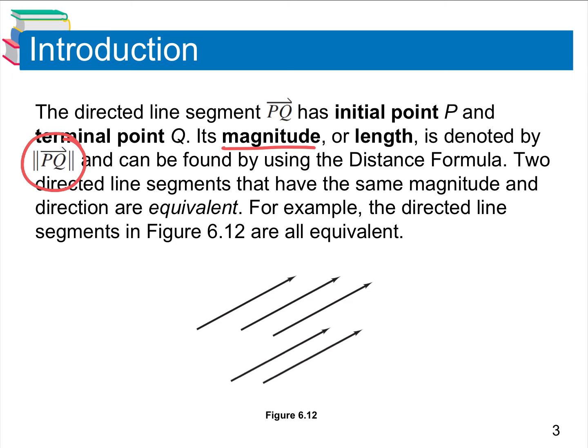Two directed line segments that have the same magnitude and direction are equivalent. So two vectors that have the same magnitude and direction are equivalent. So it has to have the same length, which goes with magnitude, and same slope, because direction is slope.